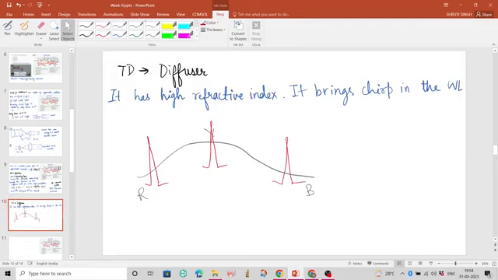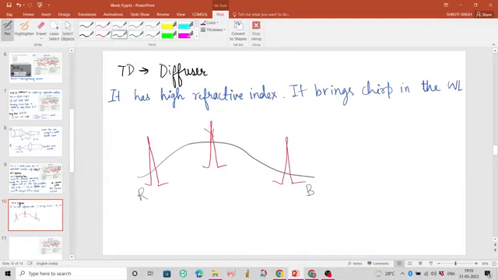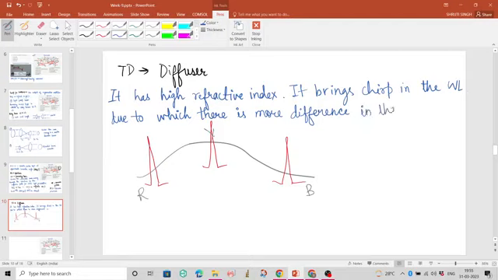So that was the job of TD here, the diffuser. It has a high refractive index and then it brings chirp, due to the difference in the refractive index of the red and blue light. Refractive index difference means difference in the velocity.